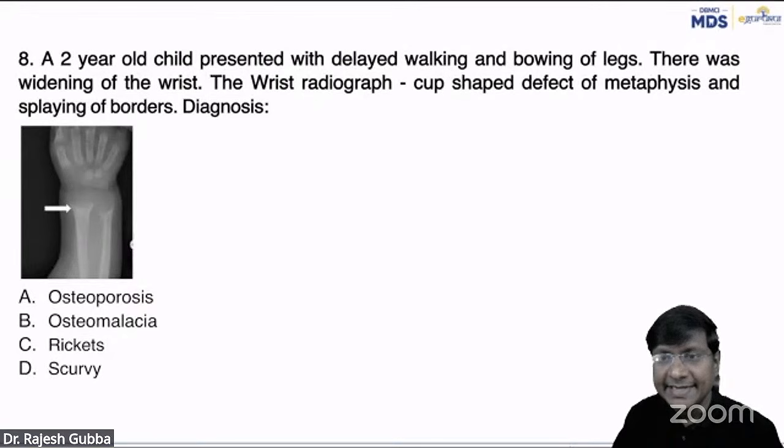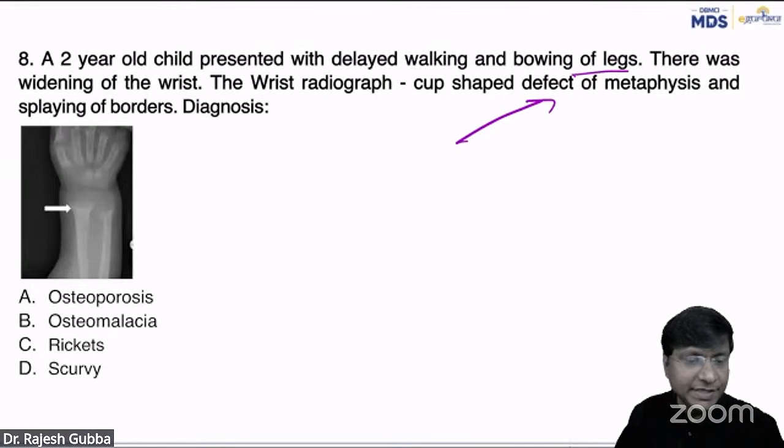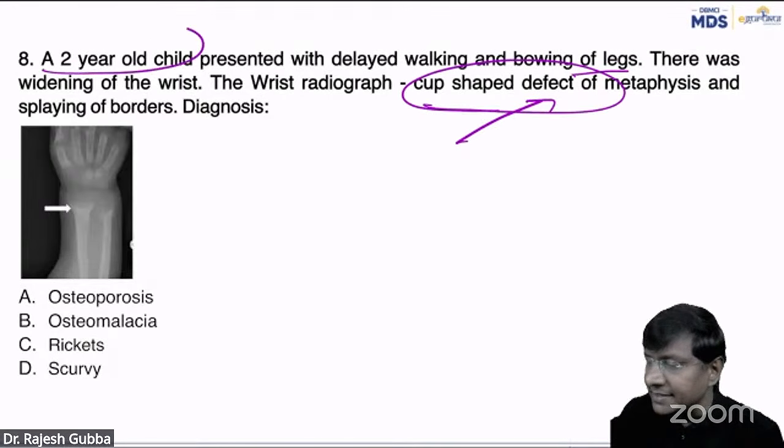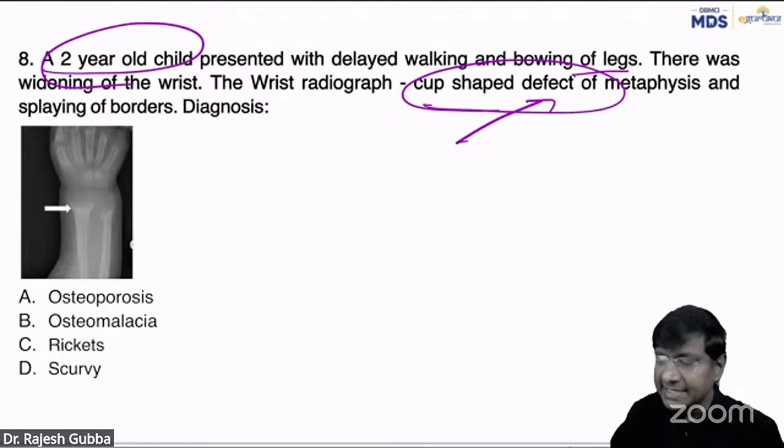A 2-year-old child presented with delayed walking as well as bowing of the legs. And there was widening of the wrist. The wrist showed a cup-shaped defect of the metaphysis and splaying of the borders. What do you think is the diagnosis? So what did you people answer for this? There is a classical description that there is a cup-shaped defect, and that too in a 2-year-old child. So the answer in this particular question is rickets. So 2-year-old child, delayed walking, bowing of legs, widened wrist, metaphyseal cupping, fraying of metaphysis. All these are the features of your rickets, right?